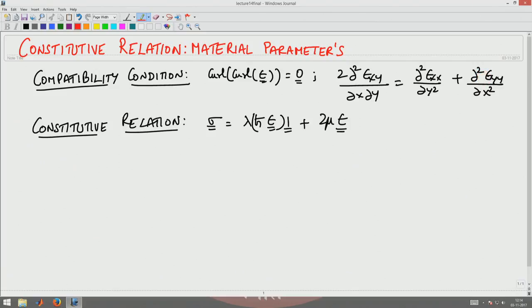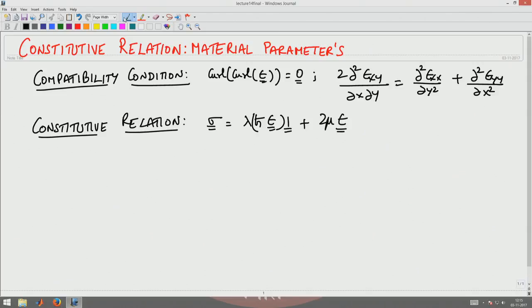We also said that if the response were to be elastic and the material were to be isotropic, we got a constitutive relation for small deformations given by sigma equal to lambda trace epsilon identity plus 2 mu epsilon. This equation is called Hooke's law, or the linearized relationship between stress and linearized strain. Okay. Now, let us understand what this equation means.